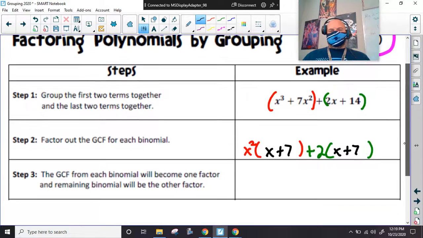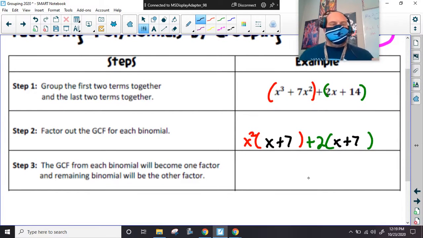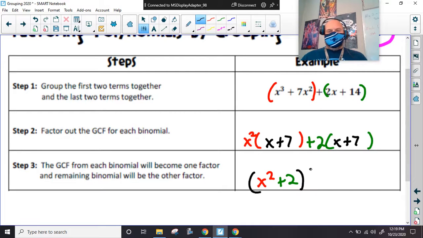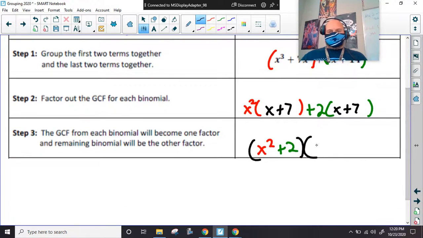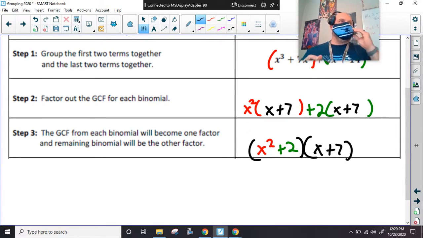All right. Now, this next step is what confuses a lot of people. You put the GCFs together in one set of parentheses, and then you put what's written twice in there. Now, odd thing is, factoring by grouping is actually double distributive property in reverse.